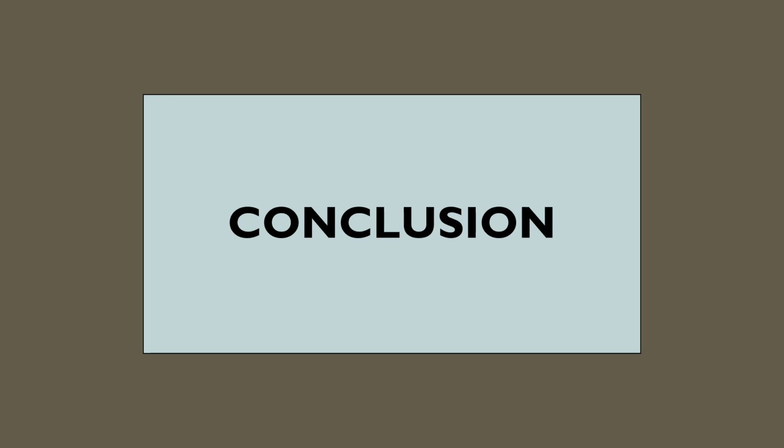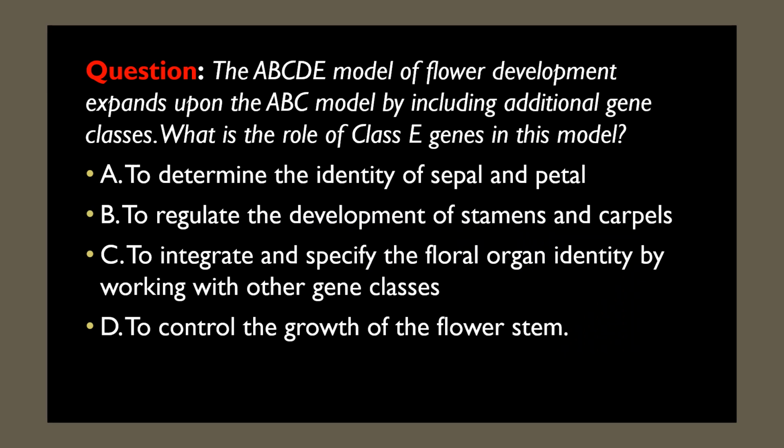Now let's discuss some PYQs of CSIR NET. So the question is that the ABCD model of flower development expands upon the ABC model by including additional gene classes. What is the role of class E genes in the model? Option A is to determine the identity of sepal and petal, option B is to regulate the development of stamen and carpels, option C is to integrate and specify the floral organ identity by working with other gene classes, and option D is to control the growth of the flower stem.